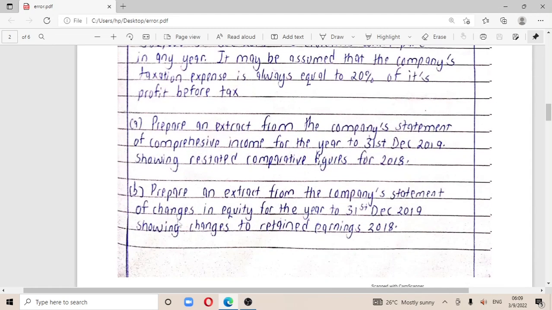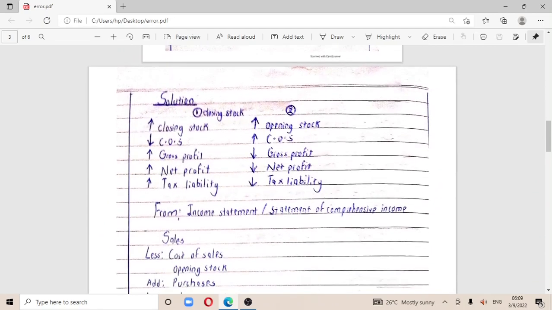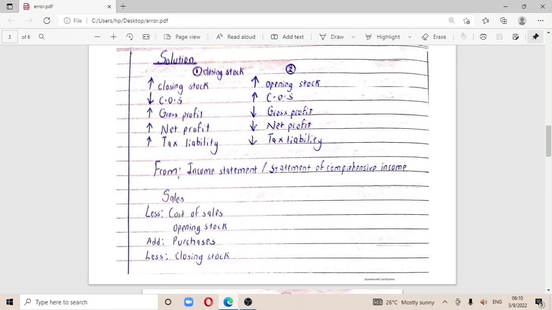So the question comes here, part A, whereby they're saying prepare an extract from the company statement of comprehensive income for the year to 31st December 2019 showing restated comparative figures for the year 2018. Prepare also an extract from the company statement of changes in equity for the year to 31st December showing changes to retained earnings 2018. So here I'm having a solution whereby I get to have my closing stock, my opening stock. Here I'm trying to demonstrate something. This is not the solution, and you don't need to write this, but it's a way to enable you to understand.